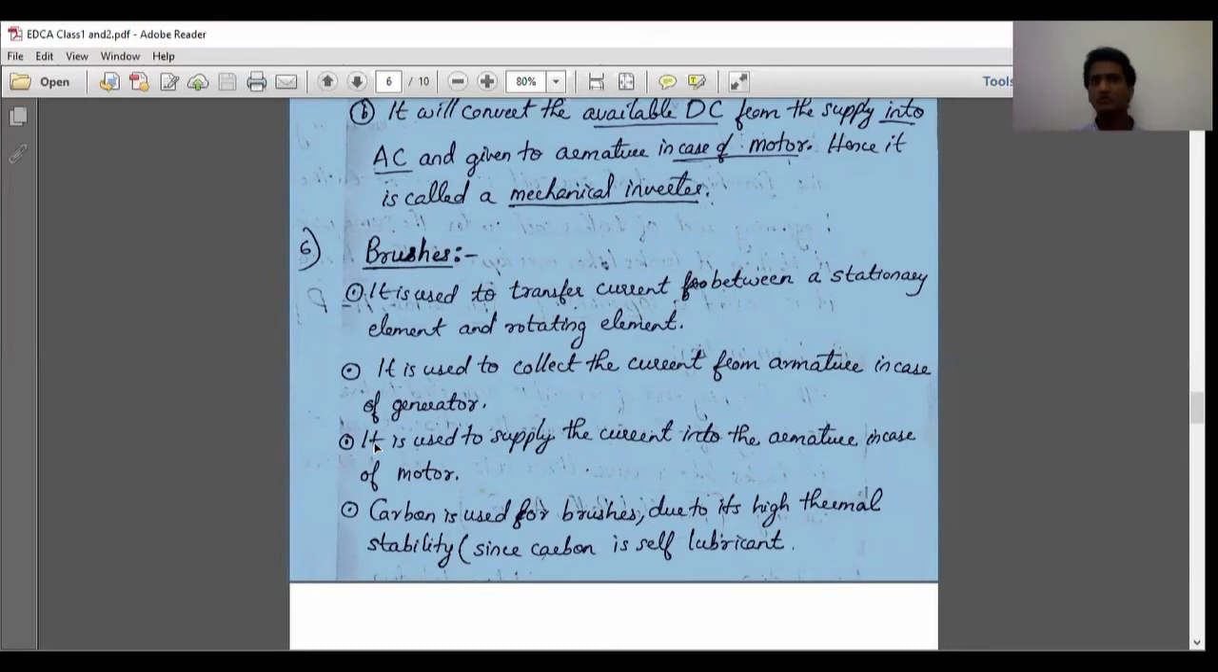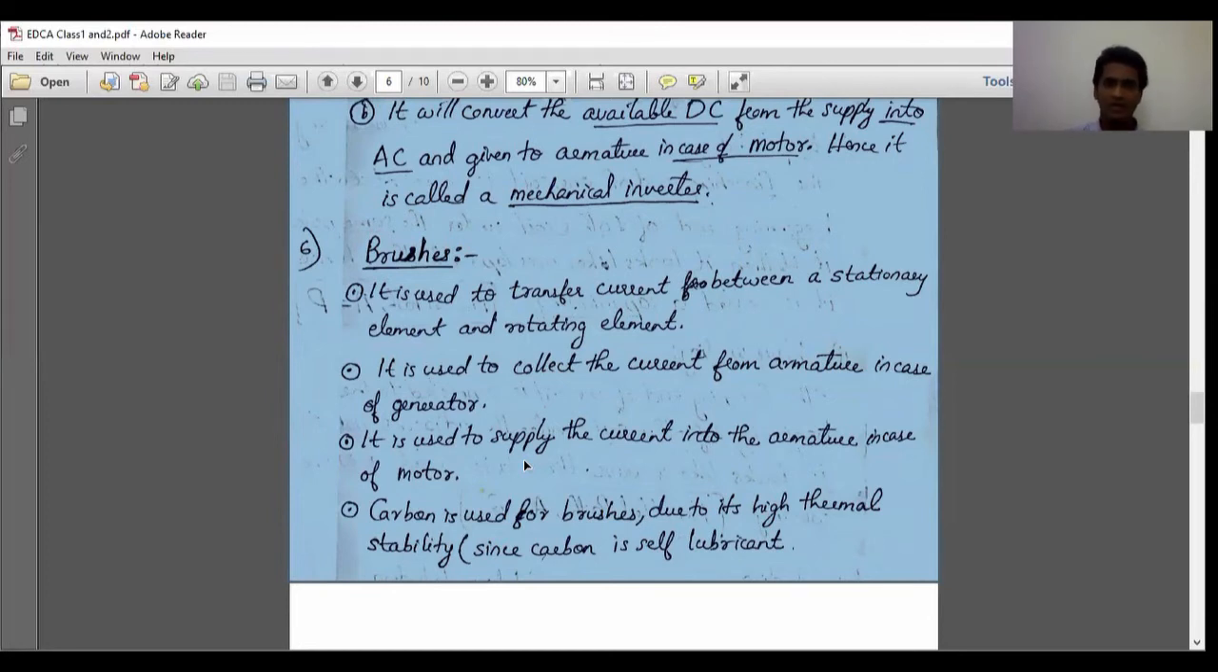Also, it is used to supply the current into the armature in case of motor. It's also said before that in case of motor, the conductor should be current carrying. So we are applying power or supply to the armature winding. That time, brush is used to transfer the current from stationary element to the rotating element. That is our armature. Clear?